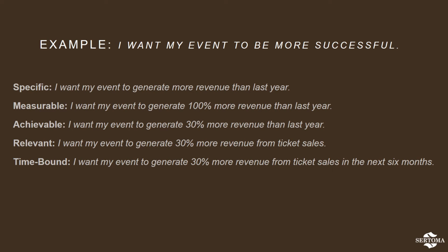And now achievable. I want my event to generate 30% more revenue than last year. Relevant. I want my event to generate 30% more revenue from ticket sales. And finally, we make it time-bound. I want my event to generate 30% more revenue from ticket sales in the next 6 months.